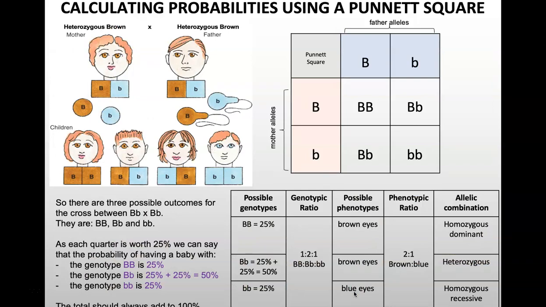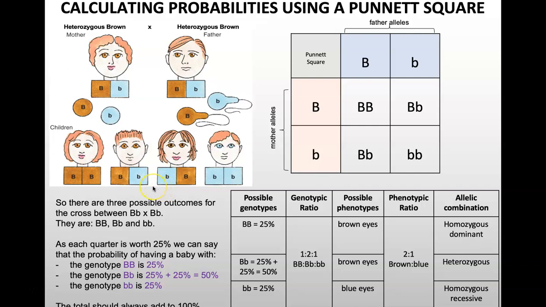Okay, this is one of your success criteria: to be able to use a Punnett square to calculate probabilities of genetic inheritance. We have quite a few examples of crosses between a mother and a father. In this case, we have a heterozygous brown-eyed mother and a heterozygous brown-eyed father. Heterozygous means they've got two different alleles, one for brown and one for blue eyes, and the same for the father. These are possible outcomes for their children. They don't have to have had four children; they could have had only one, or twelve. These are the possible outcomes for all of their children.